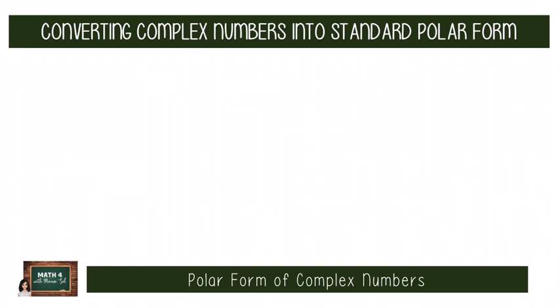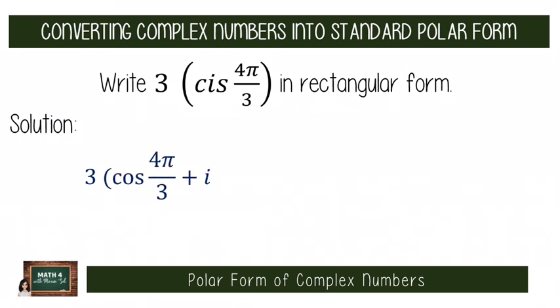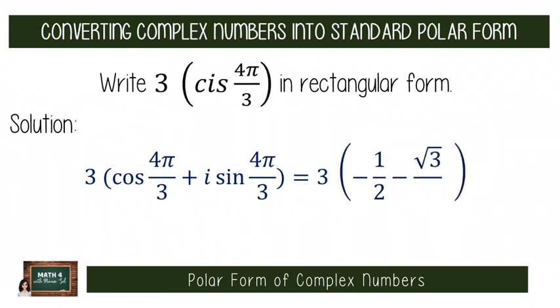We can also write a complex number from the polar form into the rectangular form by evaluating r cis theta. For instance, here we will write 3 cis 4 pi over 3 in rectangular form. We can evaluate this, and then we will have 3 times the cosine of 4 pi over 3 plus i sine 4 pi over 3, which is now equal to 3 times the quantity -1/2 minus the square root of 3 over 2i. Simplifying this further, we get -3 over 2 minus 3 square root of 3 over 2i. This is now in the form a plus bi, or the rectangular form of a complex number.